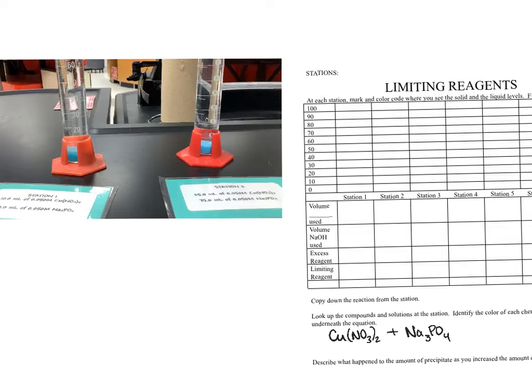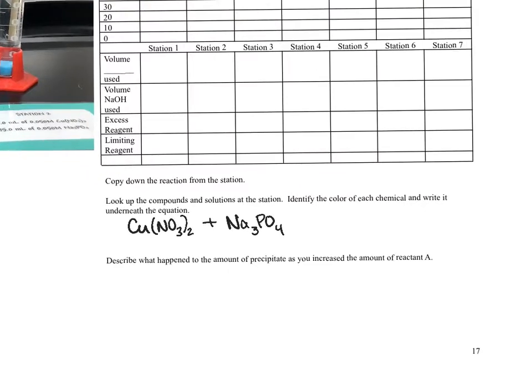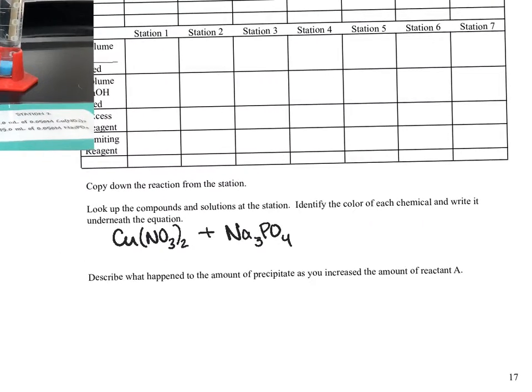We are going to be doing a little activity here where we look at the amount of precipitate in some graduated cylinders. I first want to talk about the reaction that we have. The reaction we're going to be looking at is copper(II) nitrate and sodium phosphate.